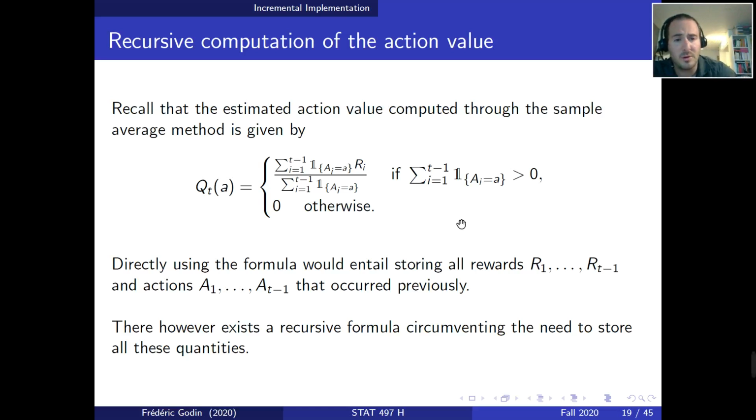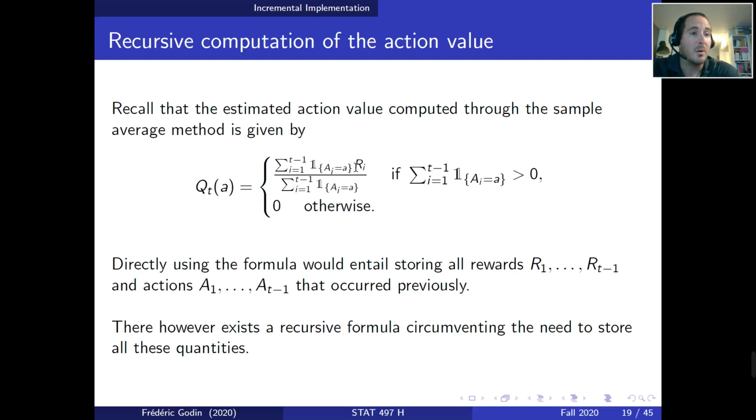If you want to directly use that formula, this would entail that you need to store all the rewards R1, R2, R3 until R_{t-1}. So all these rewards appear in this formula, and you also need to store all actions previously taken at all steps, so A1, A2, A3, A4, etc. In reinforcement learning, we said we typically apply an approach of trial and error to try to learn. Well, the idea is to have many trials.